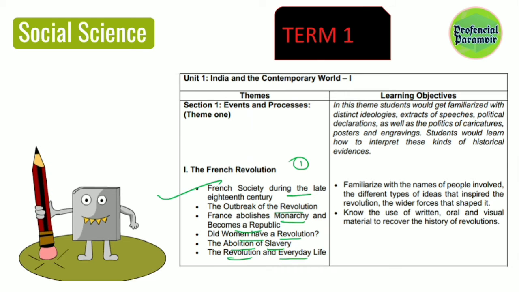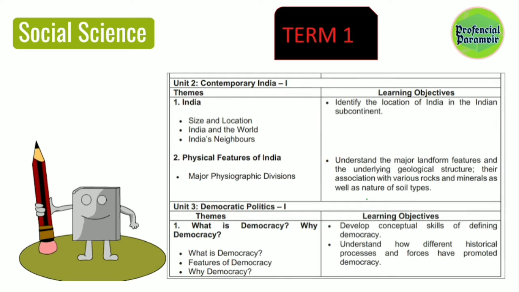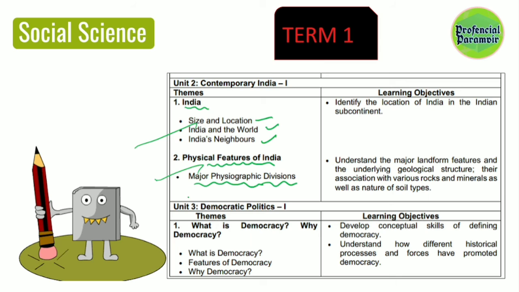revolution and everyday life. From geography, we are having the first 2 chapters: India, size and location and physical features of India. From India, size and location, we are having its size and location, India and the world, India's name. From the chapter physical features of India, we are having major physiographic divisions. From chapter 1 of civics, democratic politics, we are having what is democracy, features of democracy, why democracy.